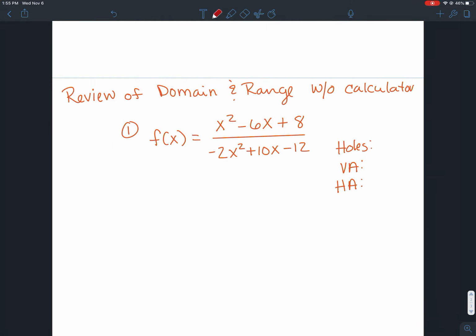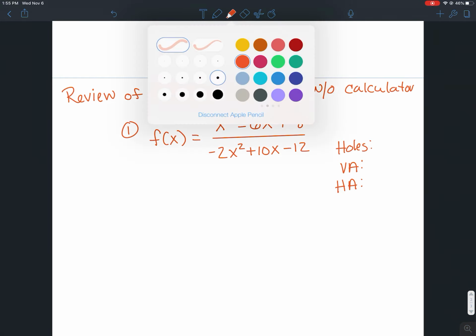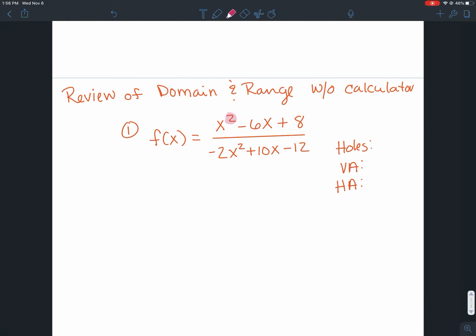If we look at this before I factor, I'm going to look at my horizontal asymptote. Based on the degree on the top and the bottom, those exponents are the same. So this is EATS DC. Exponents are the same, divide coefficients. So my horizontal is y equals -1/2, because my exponents are the same, so I divide the leading coefficients in front of those.